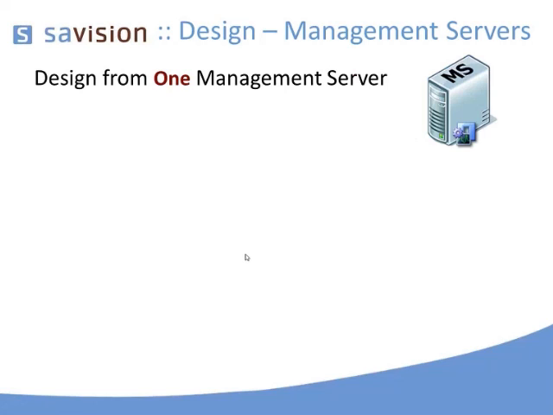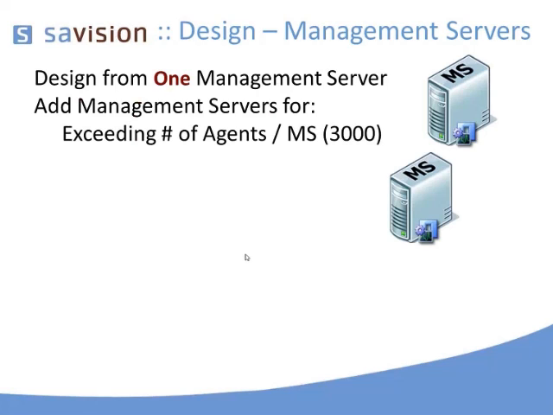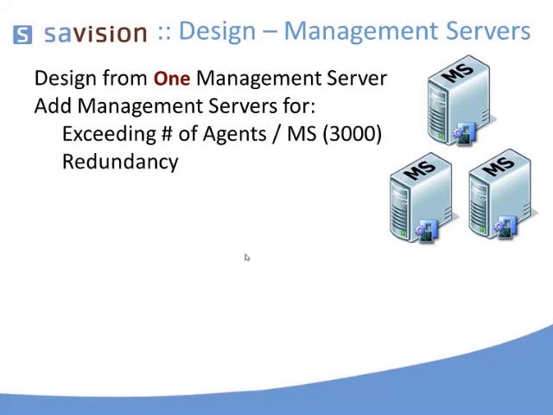Now from a design perspective, from a management server perspective, we're going to start from one management server. Those who are looking really carefully may notice that this is listed as an MS versus an RMS. The reason is, as we mentioned in the last session, the RMS role has been pretty much removed. There's still an RMS emulator role, but all of the different servers are added as management servers. So we have to start from at least one. Now we may want to add management servers if we're going to exceed the number of agents per management server, which is currently about 3,000 agents per management server. So we may want to add another one.